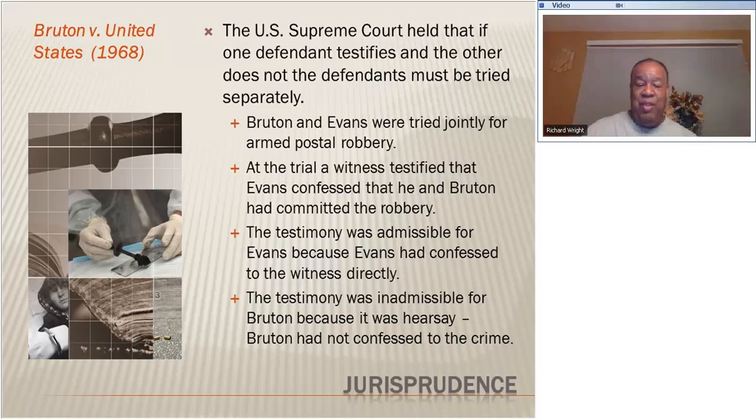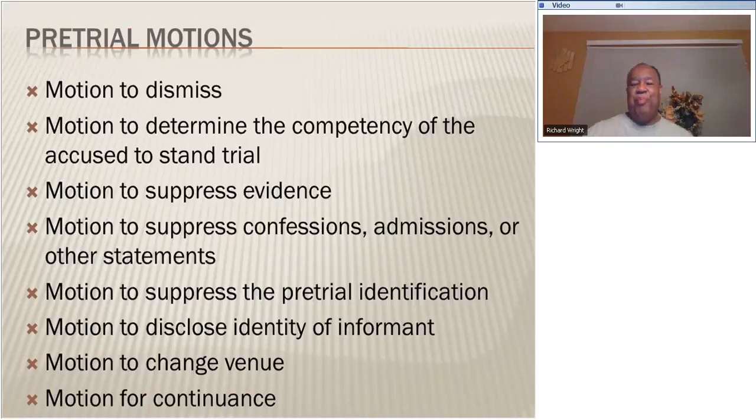So the bottom line is, if Bruton was not going to testify, which in that situation would be best, then he'd have a right to a separate trial and would have to be retried. Okay. So now it's a proactive motion. It's a motion that we always file.